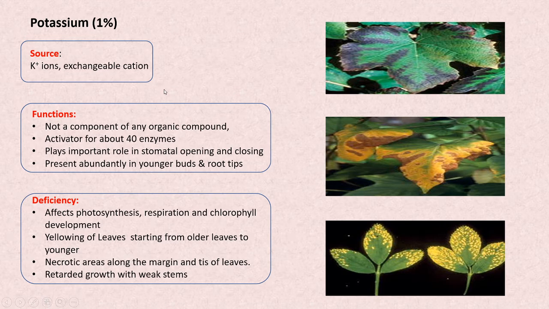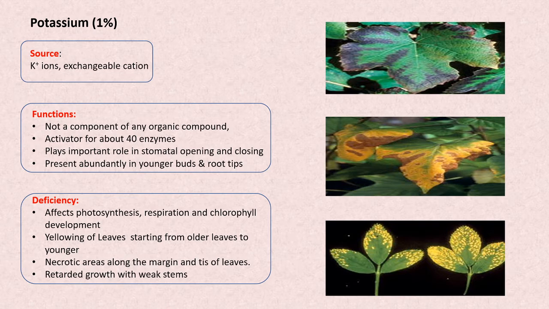And what are the functions? Plants absorb potassium ions in large amounts, and it has no structural role in plants. That is, it does not enter into the composition of any organic compound, but it is essential for functioning of about 40 enzymes. It acts as an activator. Without potassium, the enzymatic action cannot start. So it acts as an activator for over 40 enzymes. Okay, and it is abundantly present in young parts like buds, root tips, than in the older parts.